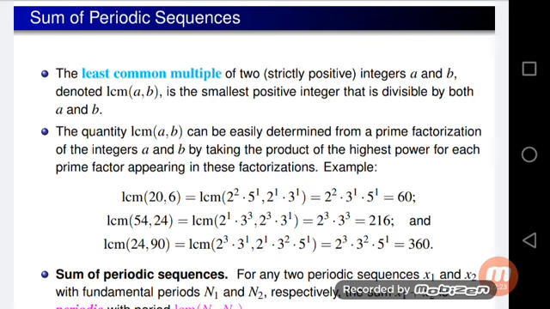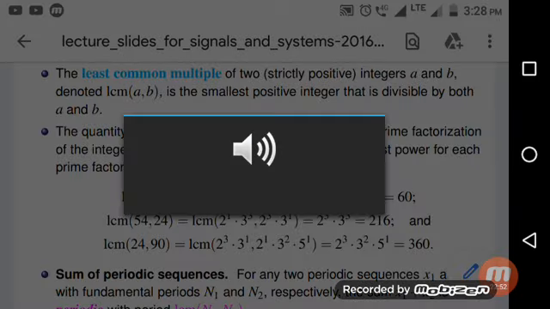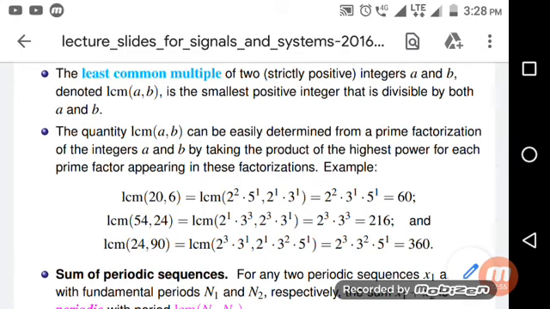So like this we are assigning. Next one is LCM(54, 24). That is multiplying 2 power 1, 3 power 3, 2 power 3, so 2 power 3 times 3 power 3 gives 216. LCM(24, 90) equal to 360.